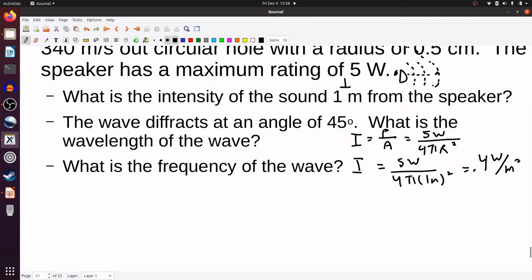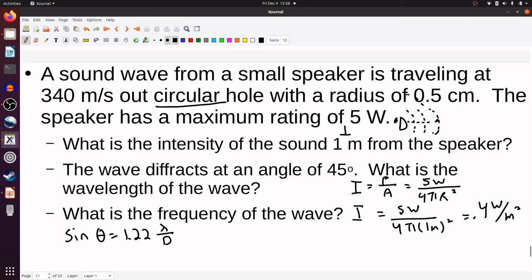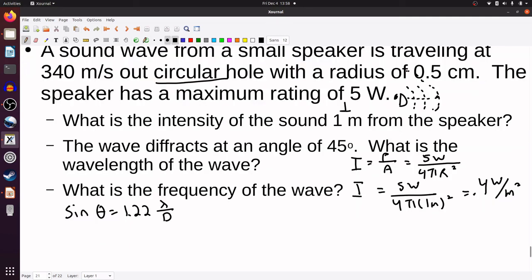Next part, the wave diffracts at an angle of 45 degrees. What's the wavelength of the wave? This is where we use sine theta is equal to 1.22 lambda over d. Why that one? Well, it says circular, so we must use the 1.22, so that's where that comes from. And then I have all the information I need to just solve for lambda. All right, so that's d sine theta over 1.22 is equal to lambda, where d is going to be 0.1 meter.